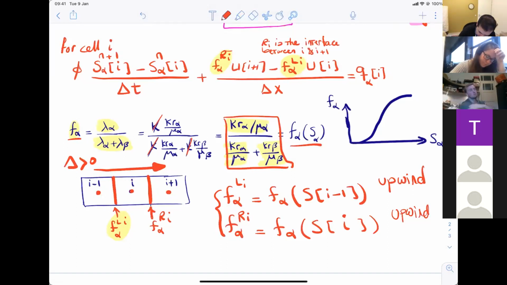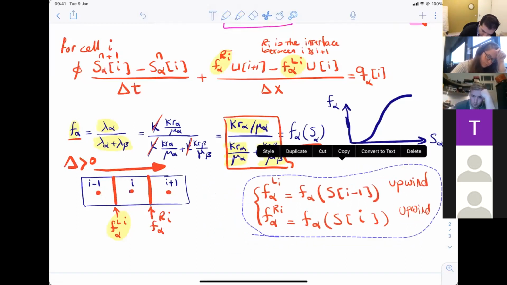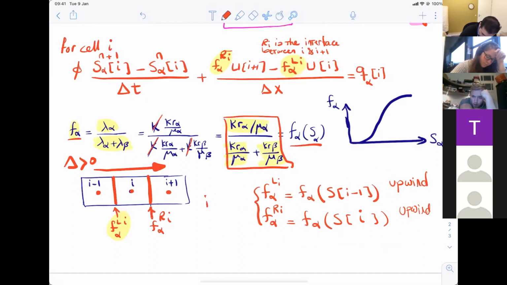This is if lambda is positive, which means information is coming from left to right. If lambda was negative, you would do the other one. But the important factor here is that you use the upwind direction to estimate your fractional flow functions here, these functions here.